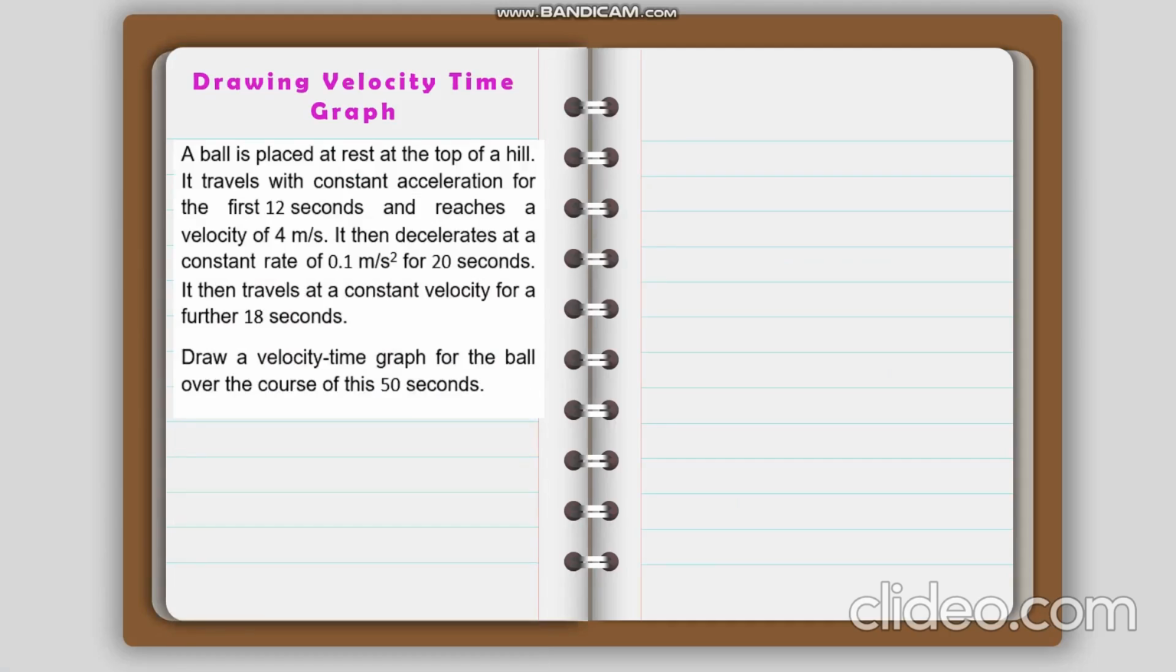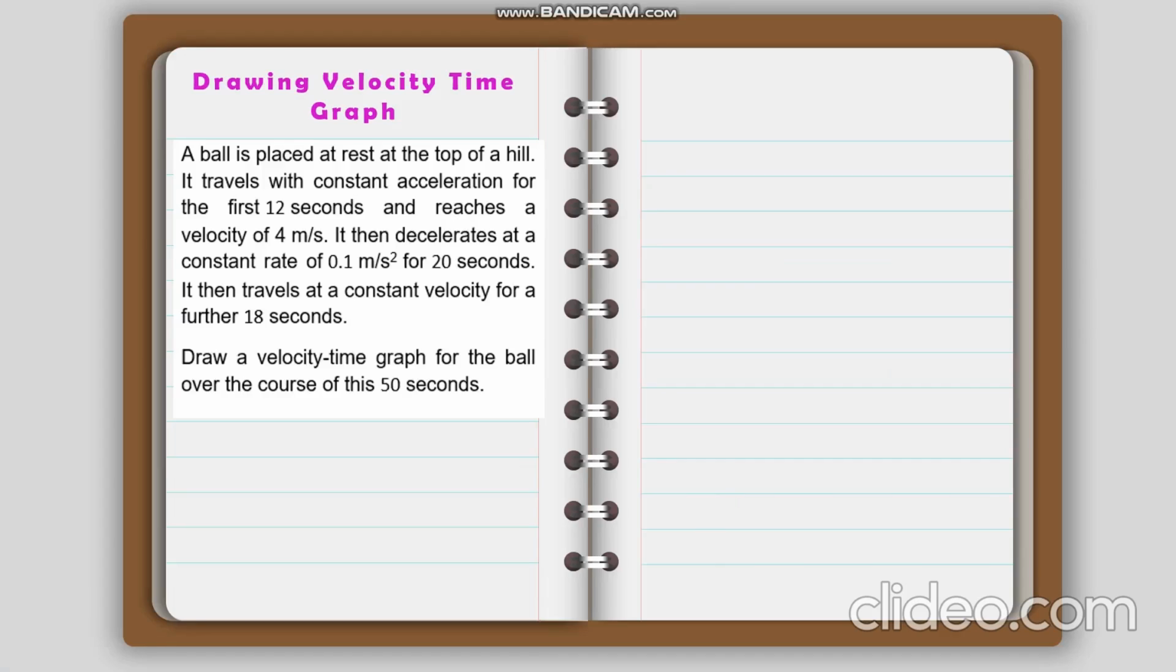So now we are going to look at drawing velocity time graphs given descriptions. Shown on the screen is a question that we have to go through, and it reads: A ball is placed at rest at the top of a hill. It travels with a constant acceleration for the first 12 seconds and reaches a velocity of 4 meters per second. It then decelerates at a constant rate of 0.1 meters per second squared for 20 seconds.